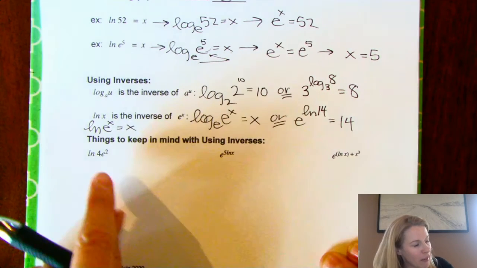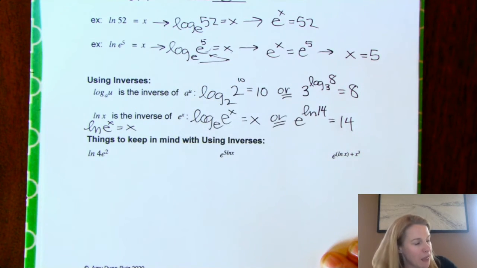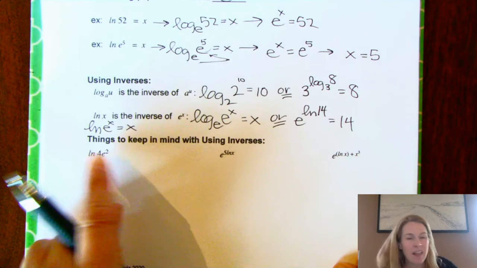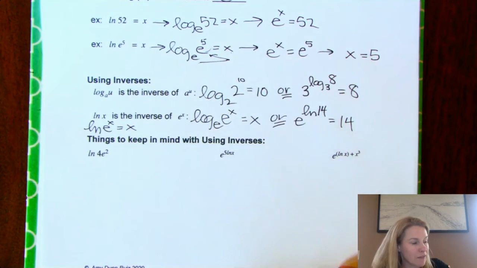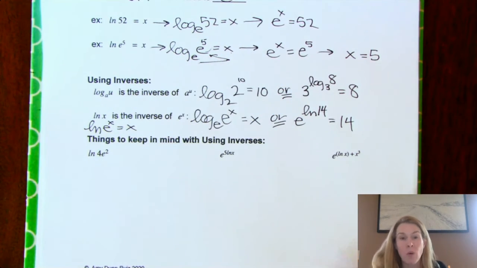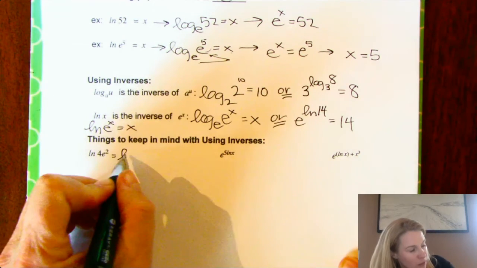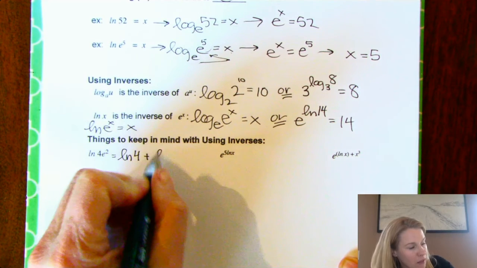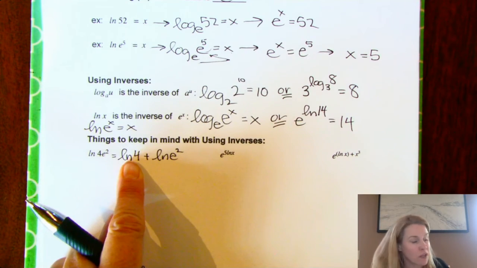So here I have ln of 4 times e squared. Well, a couple of things. ln and e are inverses, but ln and 4e are not inverses. So what I need to do is kind of get that 4 out of the way. How can I do that? Well, this is 4 times e to the second. So why don't we use the addition rule? I can separate this to ln of 4 plus ln of e to the second. Right? ln of 4 is just a number. There's not much more I can do with that.